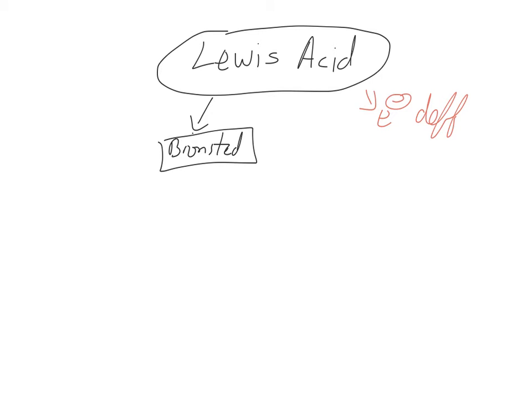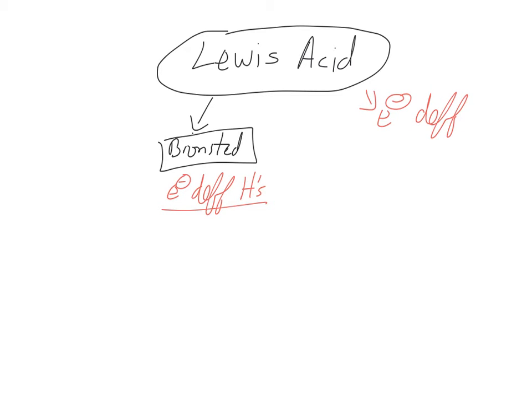A Bronsted acid is electron deficient, but specifically at what element? At a hydrogen, right? So it's electron deficient at H. It doesn't matter what element it is; a Lewis acid can be any element that's electron deficient. A Bronsted acid is only electron deficient at H's. A Lewis acid can be anything, of which hydrogen is one thing. So all Lewis acids are not Bronsted acids, but all Bronsted acids are Lewis acids. So what does this mean?